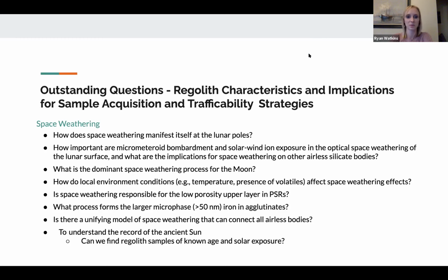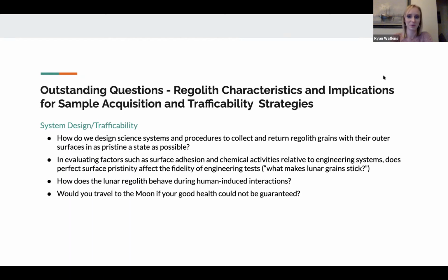Then we had some discussion on actual system designs and trafficability. Like how do we design our science systems and procedures to collect regolith grains in as pristine a state as possible? I had some interesting discussion about different ways you could go about doing that. And then how does surface pristinity affect the fidelity of engineering tests? Like what makes lunar grains stick, and how does this affect our mechanisms? How does the regolith actually behave during human-induced interactions, whether during descent and landing, or roving, or different things that involve humans? And here you see our question that kept coming up of, would you actually travel to the moon if your good health could not be guaranteed?